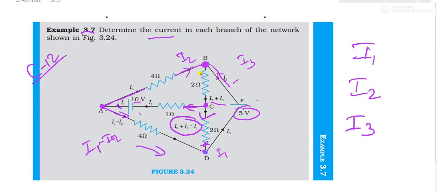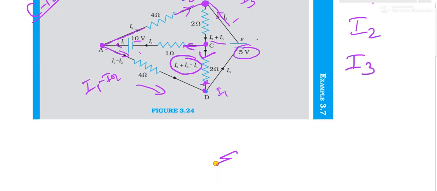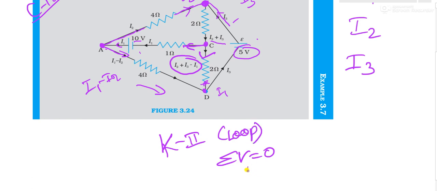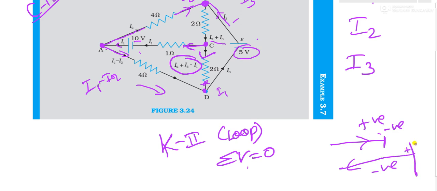Now I am going to explain how to apply Kirchhoff's law. The algebraic sum of all the voltages will be 0. It's called Kirchhoff's loop law, the second law. Many techniques are there to follow Kirchhoff's law. I usually follow this: if the current is flowing in the same direction I will take positive, and if the current is in the opposite direction I will take negative. If I get the negative terminal of a cell first, I take it as negative. If I get the positive terminal first, I take it as a positive EMF.